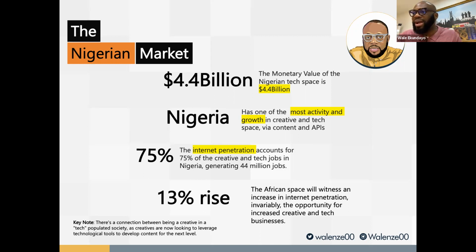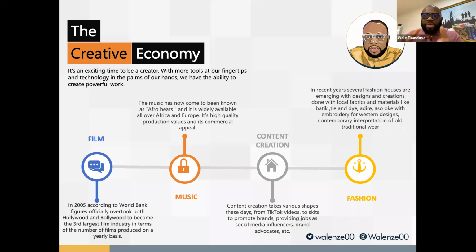So can you go to the next slide where we have the creative economies? The film industry in 2005, according to World Bank figures, officially overtook both Hollywood and Bollywood to become the third largest film industry. That is 2005. Now you will see the potential, now that even Netflix and Amazon are paying Nigerians to create content for them, Netflix originals and Amazon originals, because they believe in our story. They believe in the authenticity and the originality in our story.